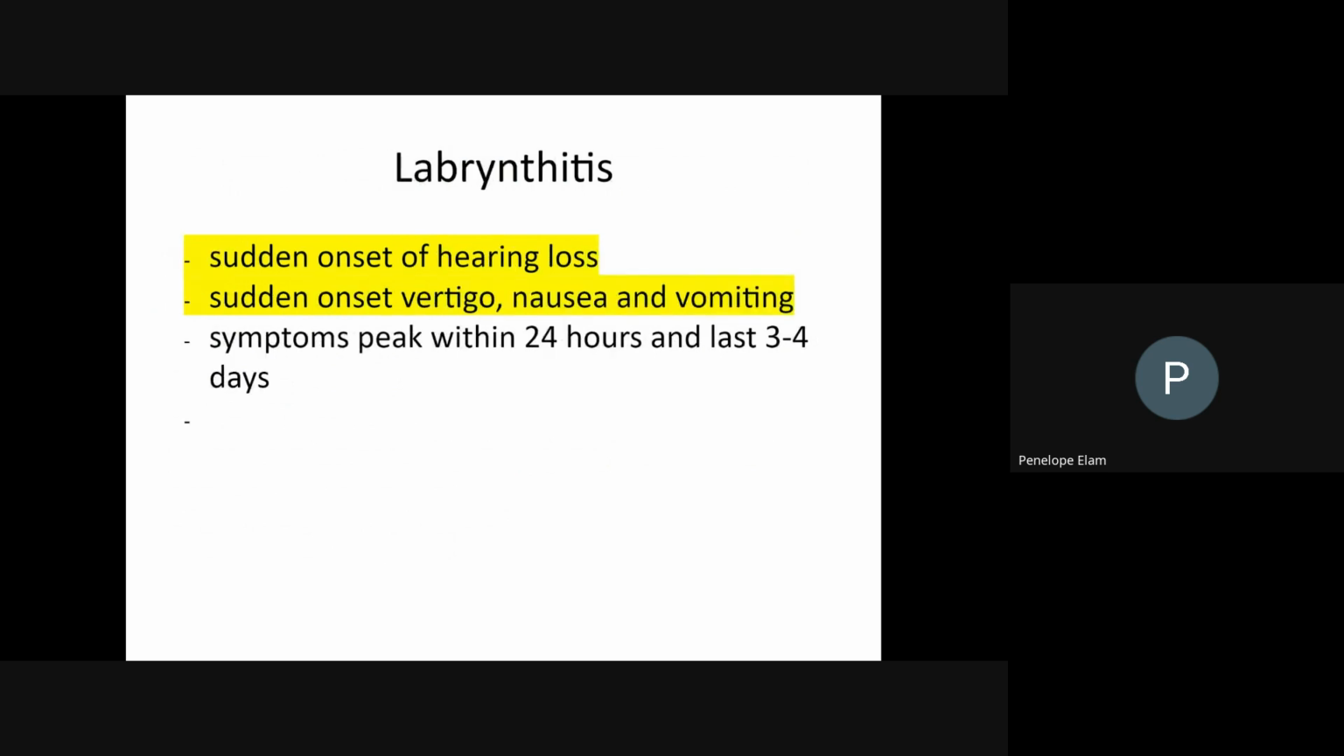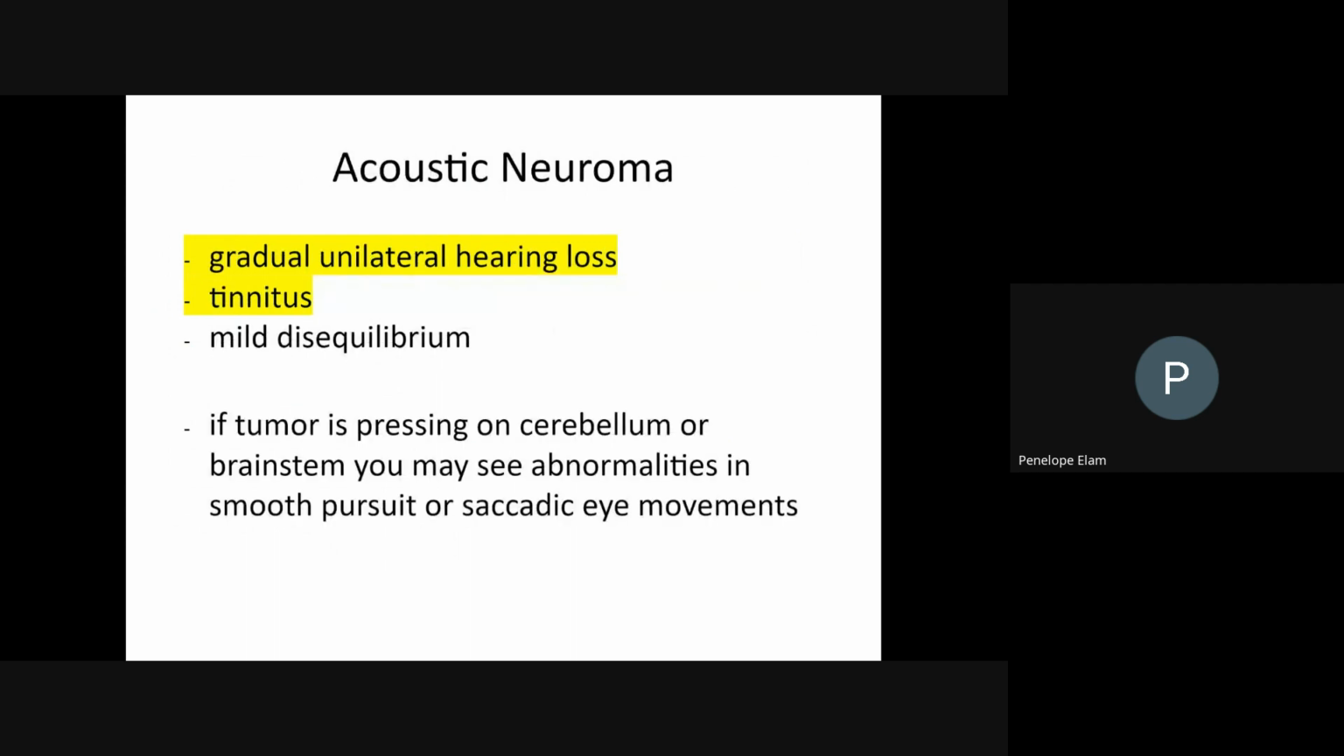With a labyrinthitis, they're going to also have a sudden onset of hearing loss. So they're going to have a sudden onset of vertigo, nausea, vomiting, and also hearing loss. So that's going to be a big difference between the neuritis and the labyrinthitis. Symptoms are going to peak within 24 hours and they're going to last 3 to 4 days, kind of like the neuritis. For an acoustic neuroma, gradual unilateral hearing loss, they may have tinnitus with mild disequilibrium.